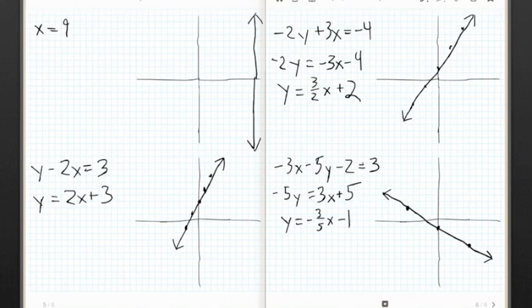Okay, so we're going to end the video here. Next time we're going to take a look at how to graph equations in this non y equals mx plus b form faster using a different method.